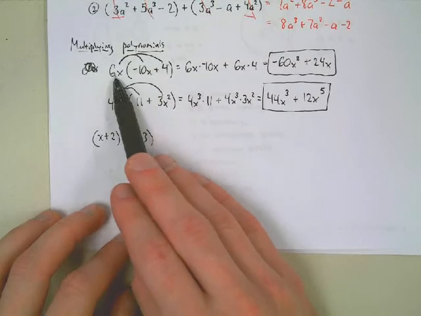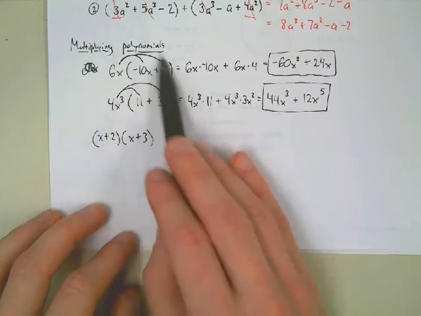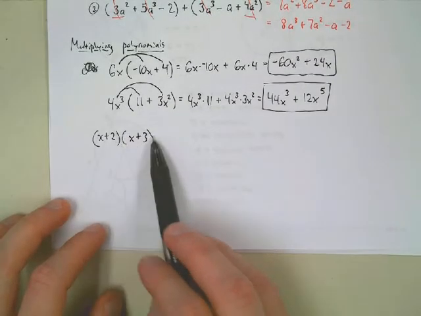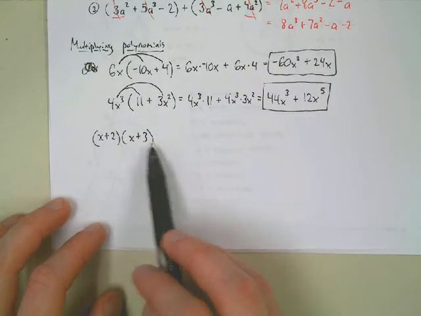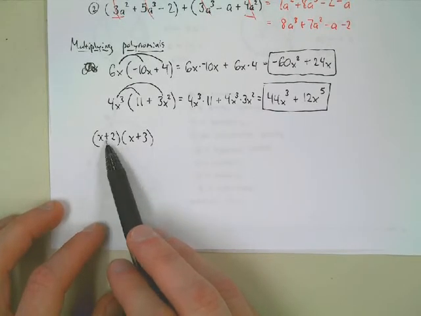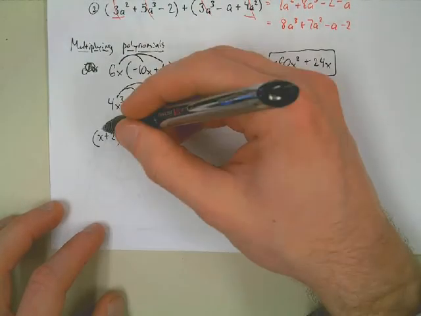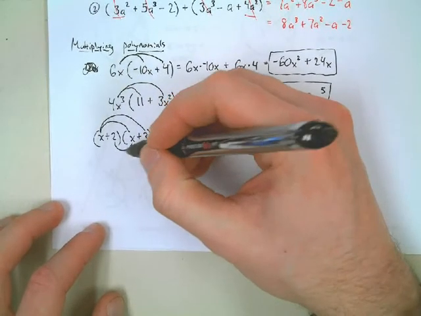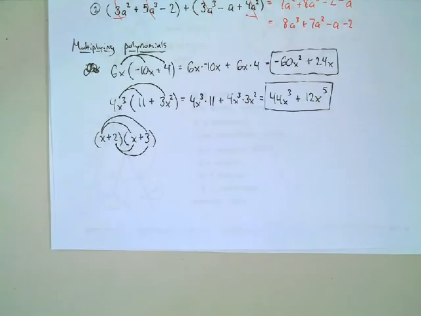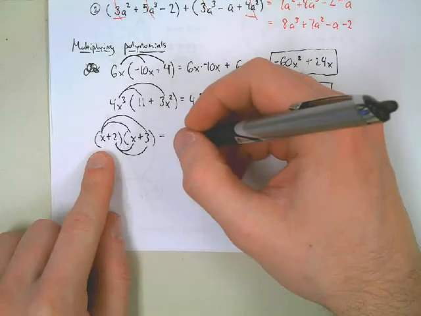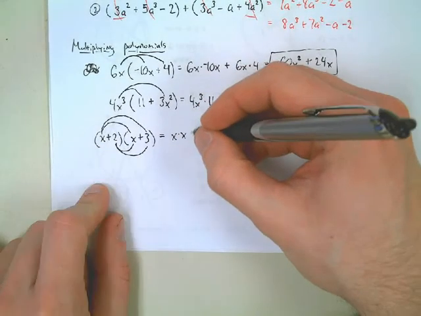This x plus 2. But there's two separate things here. The addition makes them separate. So we're going to distribute the x times the x, the x times the 3, the 2 times the x, the 2 times the 3. They both distribute. And so it becomes x times x plus x times 3, plus 2 times x, and then plus 2 times 3.